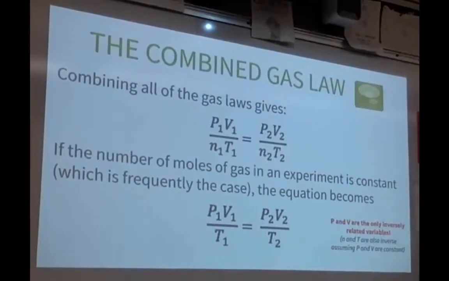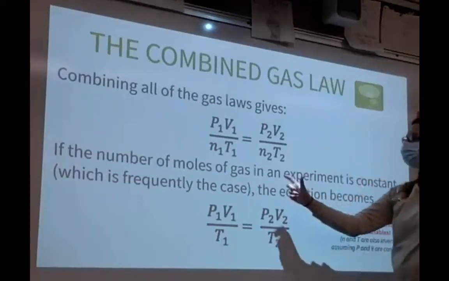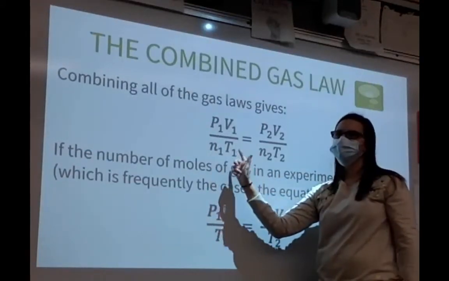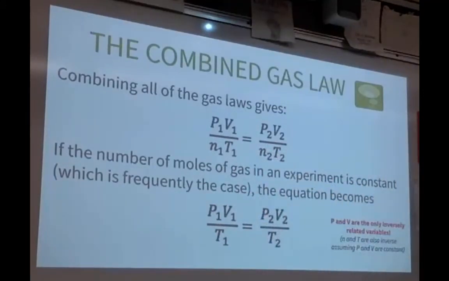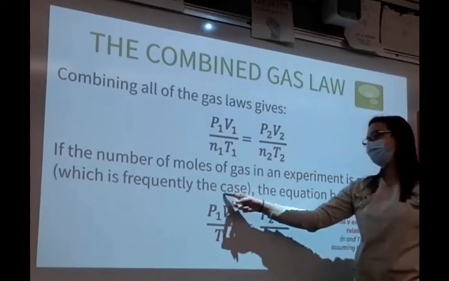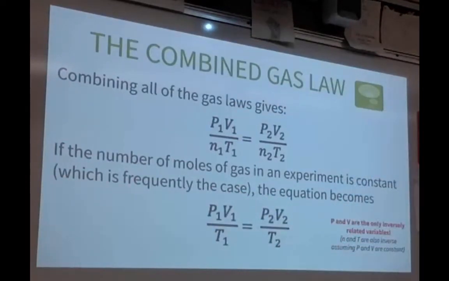So as volume goes up, pressure goes down. Everything else is directly related except for n and T, but we don't look at just moles and temperature on their own. Moles and temperature usually get tied into everything else. But pressure and volume, in terms of the combined gas law, are the only inversely related variables. Everything else is directly related.